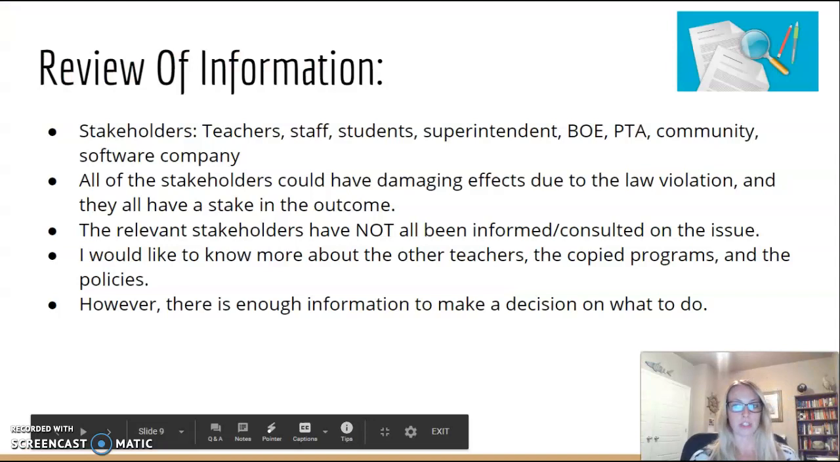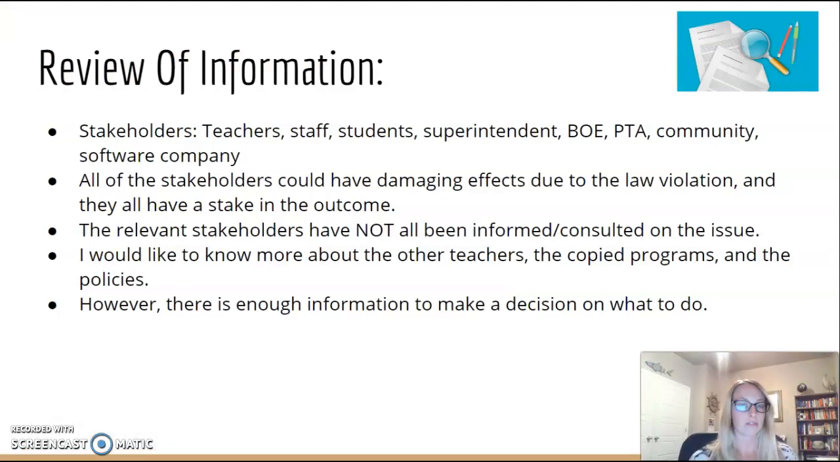Review of information. So the stakeholders that are part of this case are going to be teachers, staff, students, superintendent, the Board of Education, the PTA, the overall community, and the software company. All of the stakeholders could have damaging effects due to this copyright law violation, and they all have a stake in the outcome. But the stakeholders who have a large stake are going to be Miss Lynn and Miss Evans, because they are the ones that did the copying.